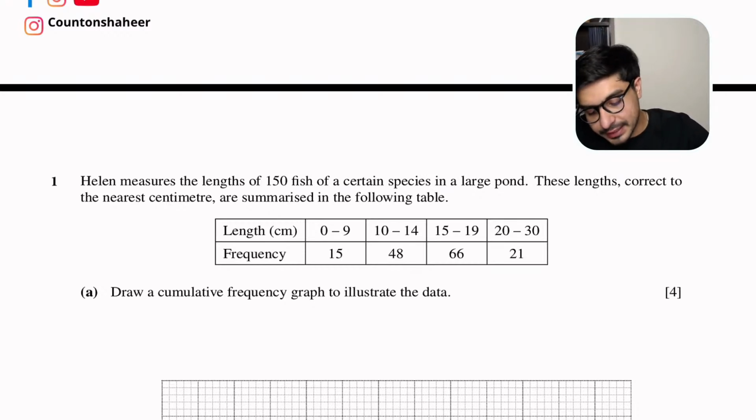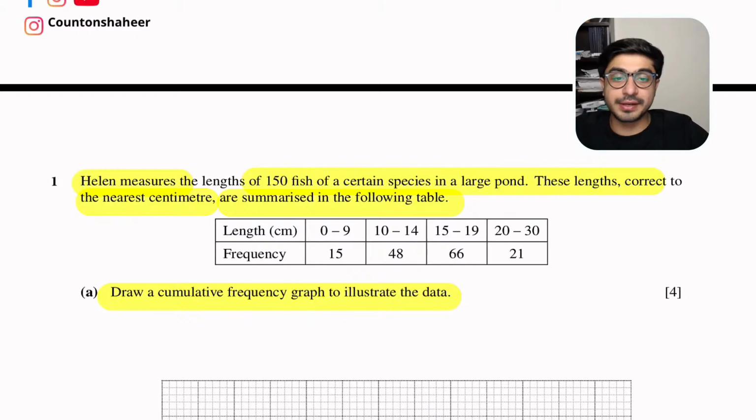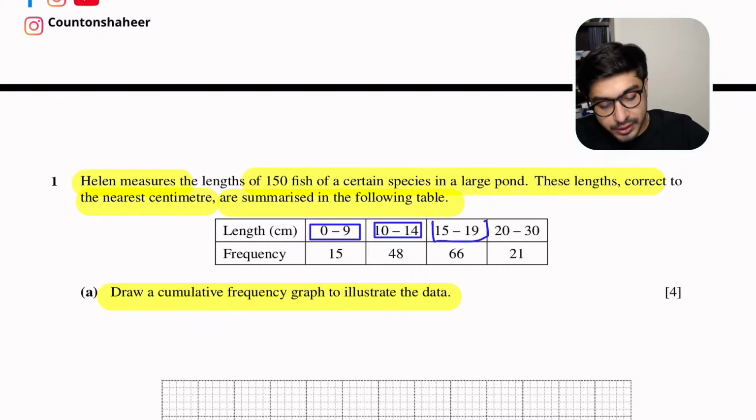The question says that Helen measured the length of 150 fishes of a certain species in a large pond. These lengths, correct to the nearest centimeter, are summarized in the following table, right? We need to draw a cumulative frequency graph, but before drawing it, we need to understand that over here the class intervals are not even linked. So first of all, we just need to make the class intervals linked, right? Before that, we need to look at how we are supposed to link them, right?